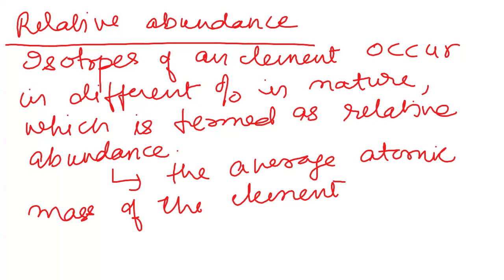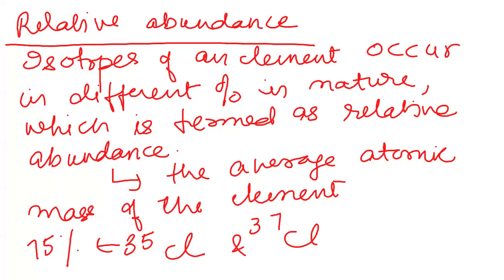Okay, like we can say chlorine 35 and chlorine 37. So what we will say, this is having 75% abundance and this is having 25% abundance. So therefore, the one which is having maximum abundance, we are actually using that in our calculations. Getting?